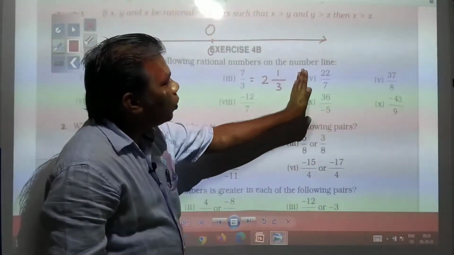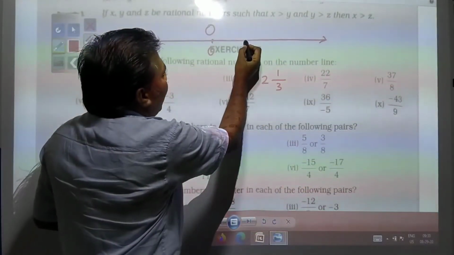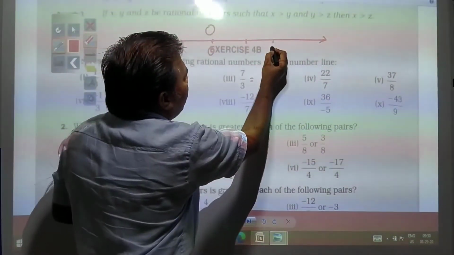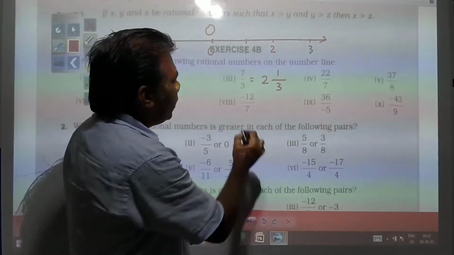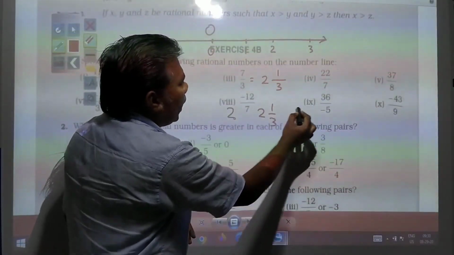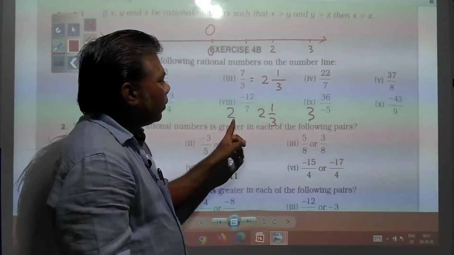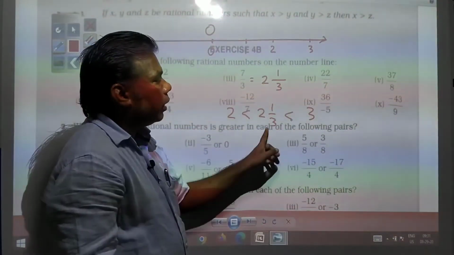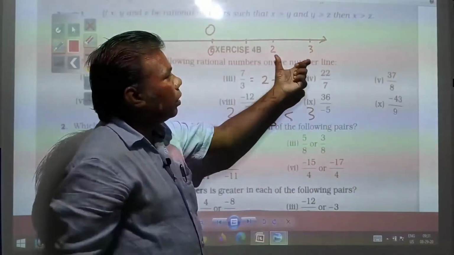So after 2 the portion what you will have, that will be required to be divided. So here suppose 1 unit you have taken over here, this is 1. Second unit the same length 2, and third this one. So this number 2 whole 1 by 3 comes in between 2 and 3, because this is greater than 2 and lesser than 3. So 2 whole 1 by 3 will come in between 2 and 3 somewhere.